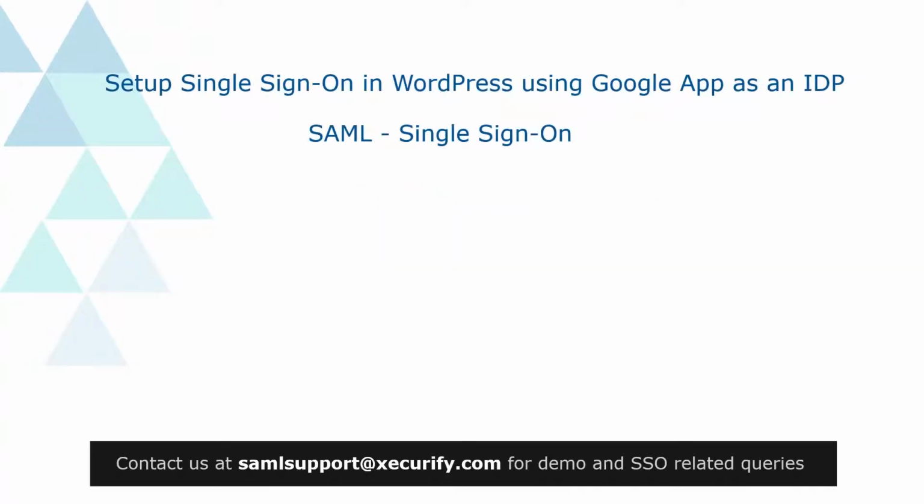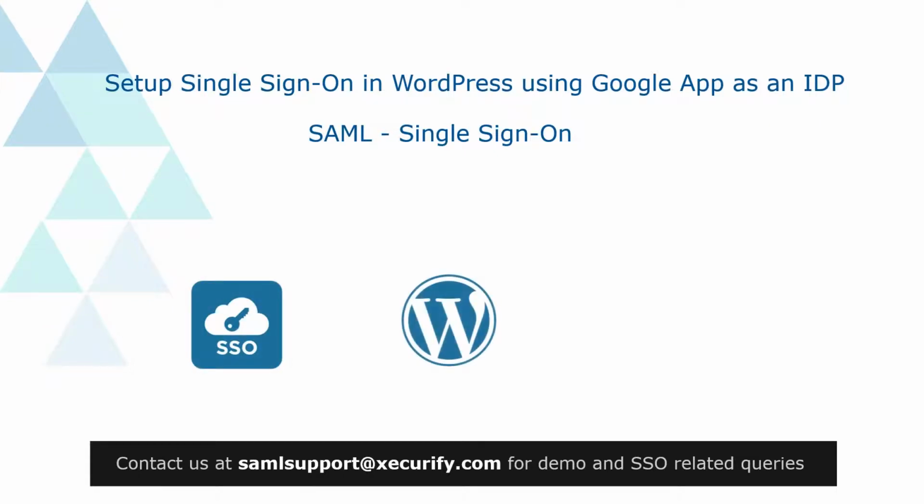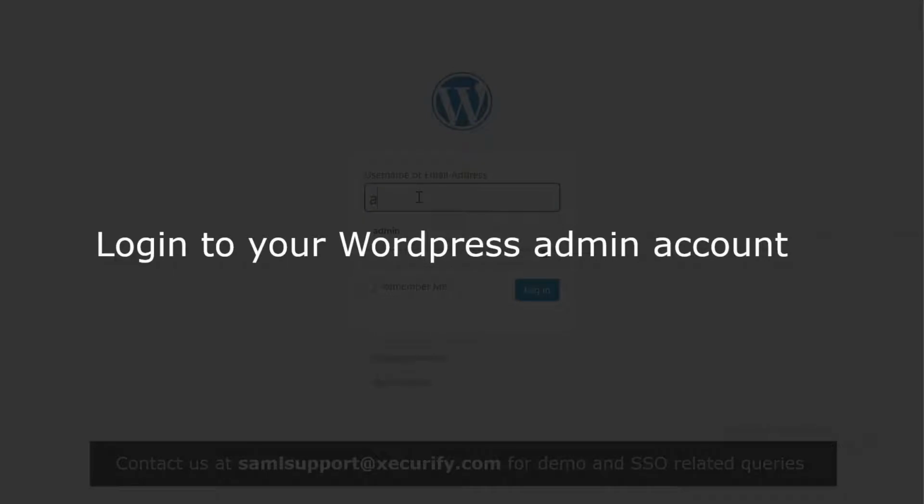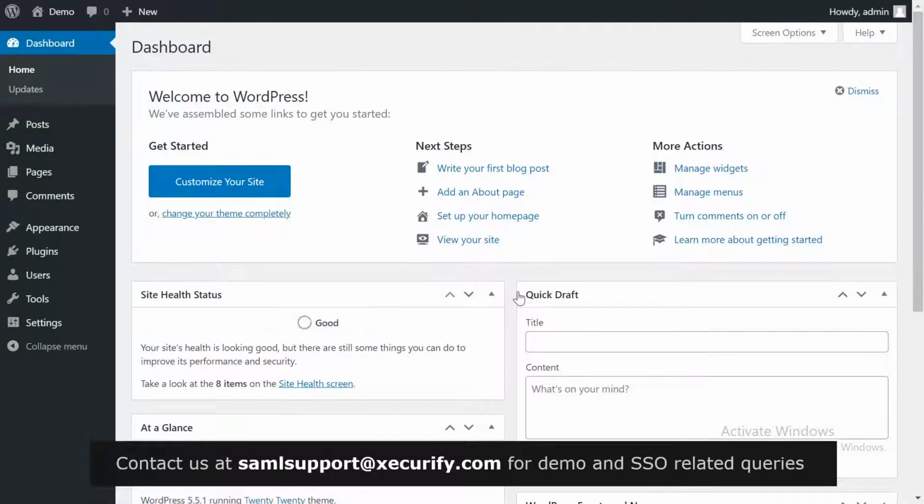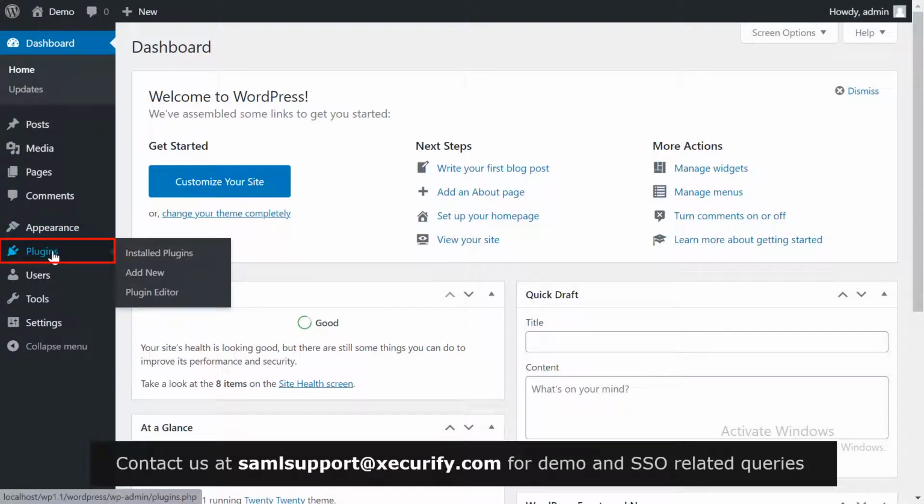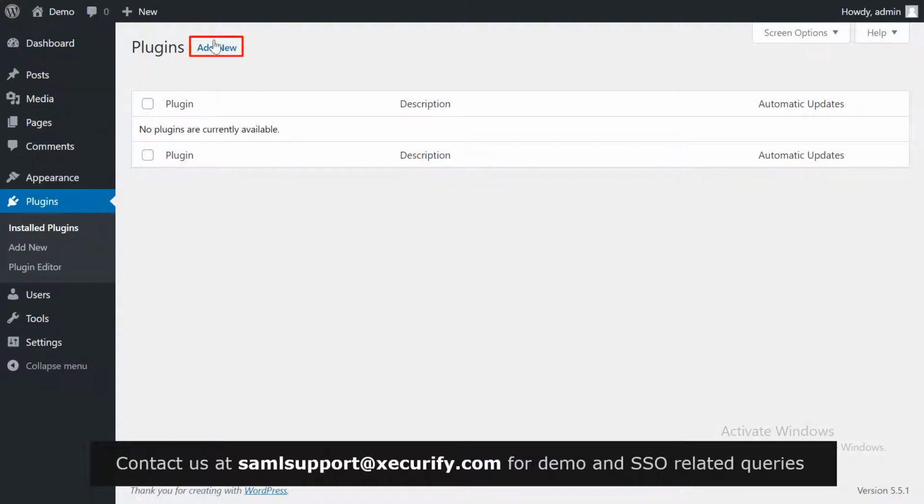Today we are going to set up single sign-on in WordPress using Google App as an identity provider. Log into your WordPress admin account. Click on Plugin on the menu bar on the left-hand side. Now click on the Add New button.